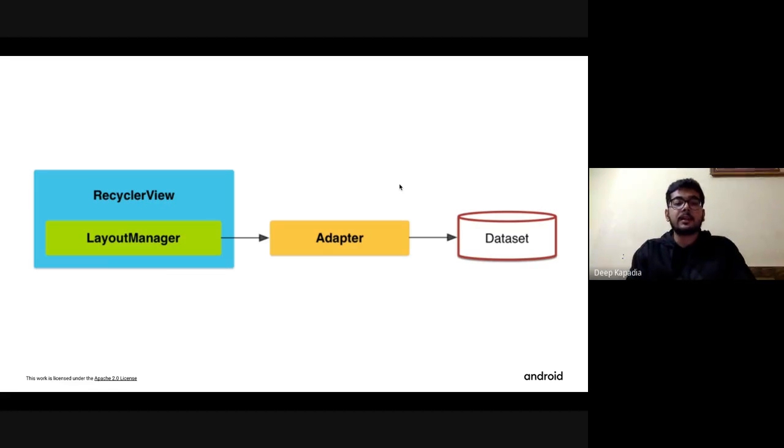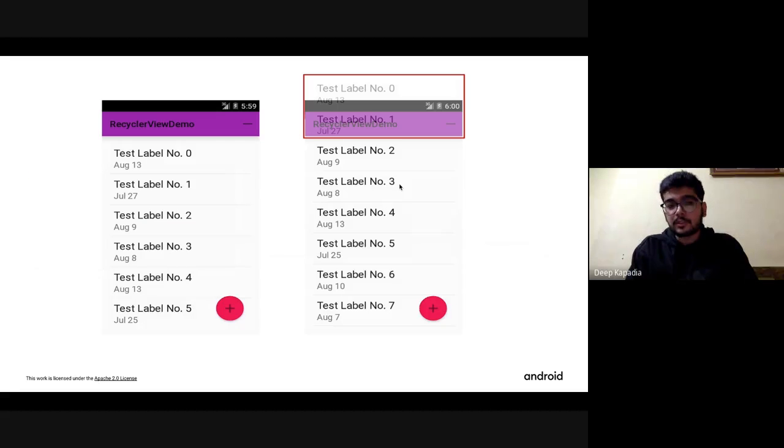So this is the architecture of RecyclerView, how we are going to implement it. First of all we have to manage the layout manager. In the layout manager we'll put grid layout, linear layout, or we can choose any of the three options. Then we'll implement adapters. In the adapter we'll implement data sets.